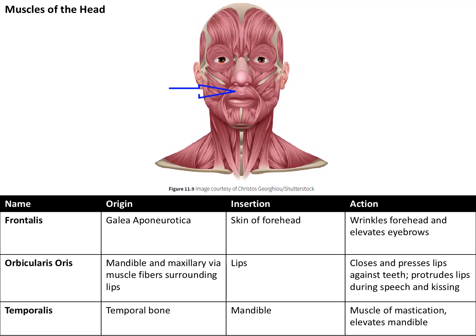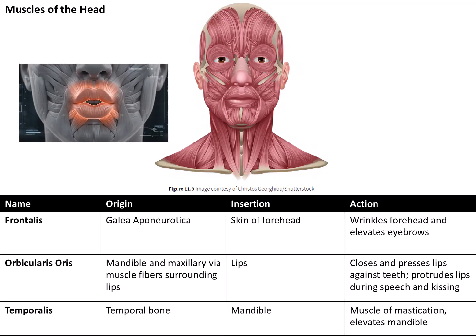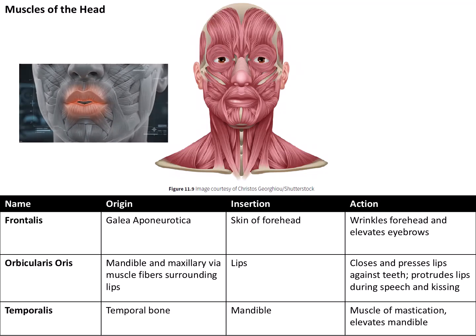Orbicularis oris is a circular muscle that surrounds the lips. Its origin is the mandible and maxilla, and the insertion is the lips. When this muscle contracts, it presses against the lips and teeth. It protrudes the lips during speech and kissing.